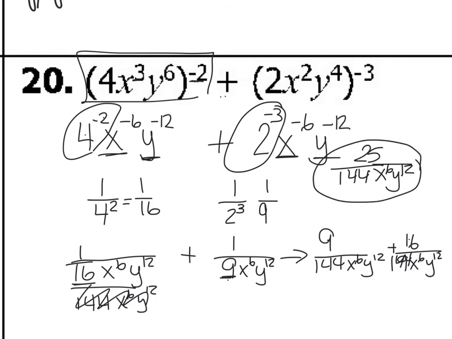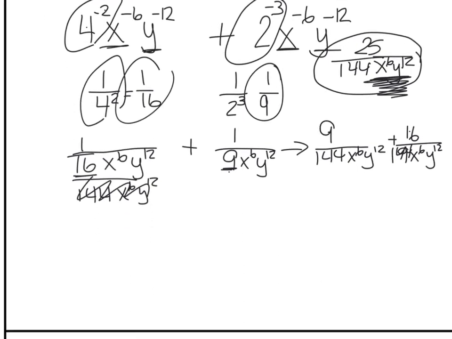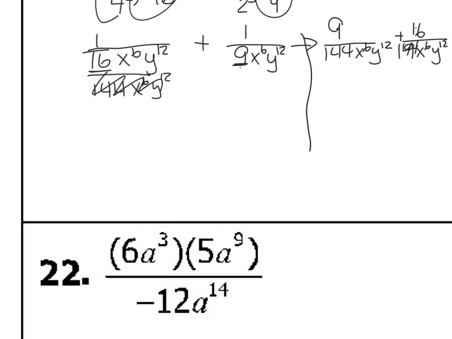Go back to old school, have to figure those common denominators, big ones. But if you had your calculator, you could just put 1/16 plus 1/9, and it would have given you 25 over 144. This didn't change. Okay. All right, let's look at 22.